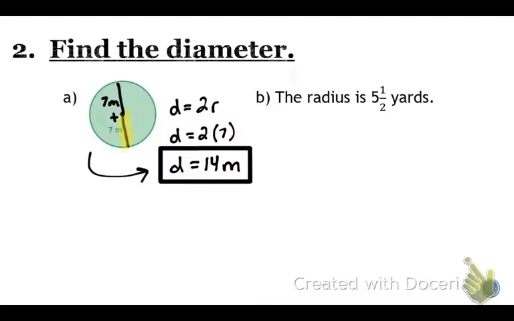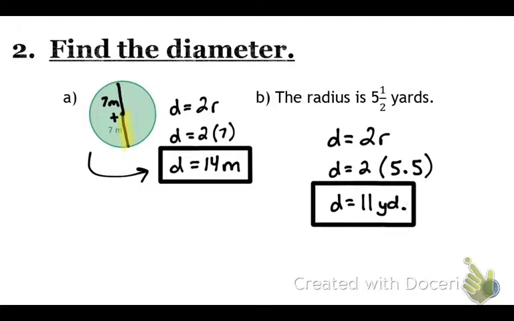Okay, let's go on to the next one. The radius is 5.5 yards. What's the formula I'm using now because I want to find the diameter? D equals 2 times R. All that means is we're doubling what we have there. Now, since we are allowed to use calculators, I hope you can do this in your head, but if you couldn't, what is a half as a decimal? 0.5. So here, instead of saying 2 times 5.5, I can say 5.5 doubled. So what is 5.5 doubled? 11. 11 what? Yards. Okay, 11 yards.